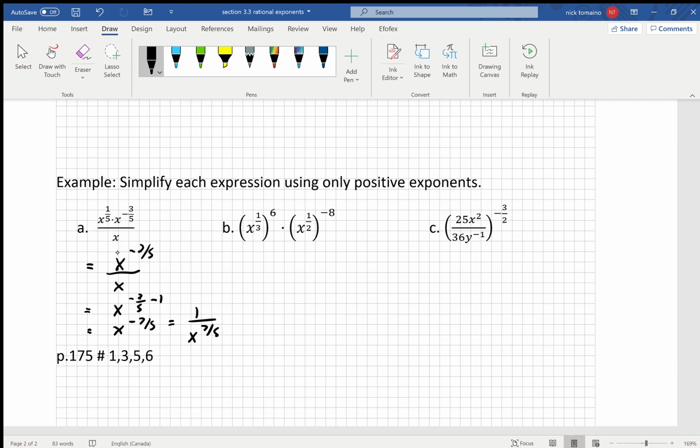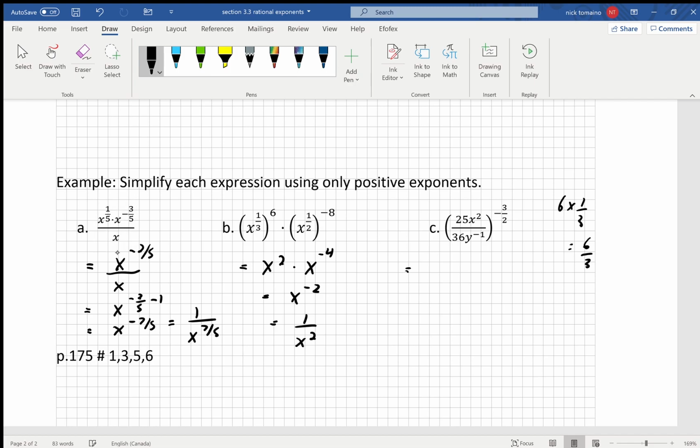Next one. Again, we'll do it in steps. So when we have a power of a power, we multiply, so we're going to get 6 times 1 over 3. So 6 times 1 over 3 is just equal to 6 over 3, which is 2. So we have x squared, and then we're going to times that by x to the negative 8 times a half, which is negative 4, which becomes, add the exponents. So we have x to the 2 plus negative 4 is negative 2, which is 1 over x squared. Okay, done.